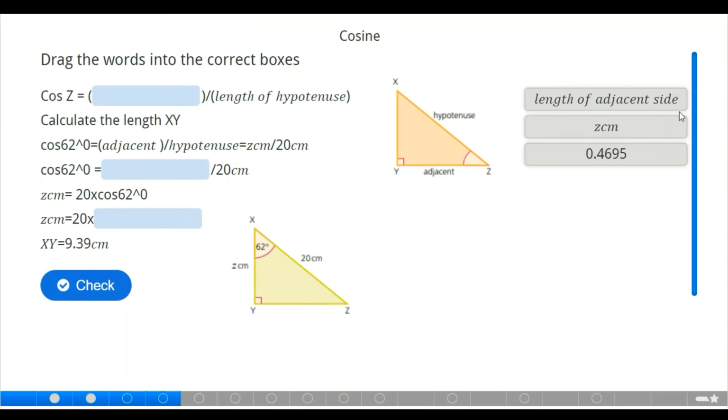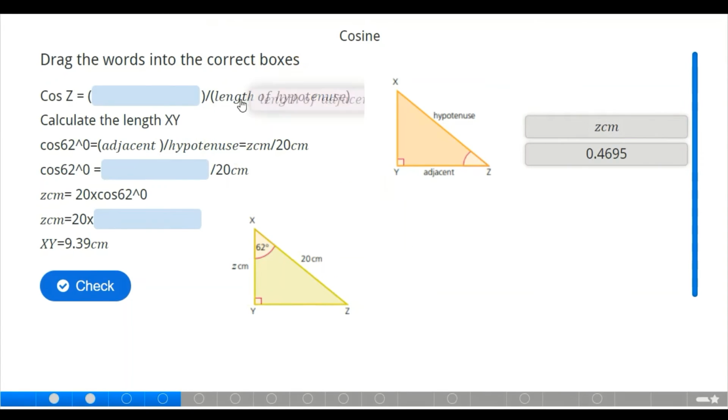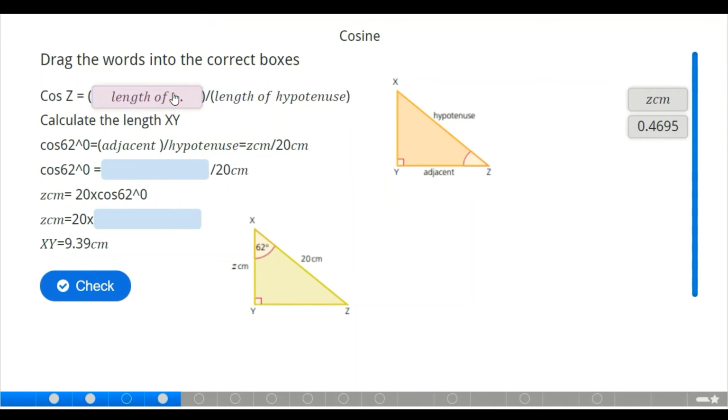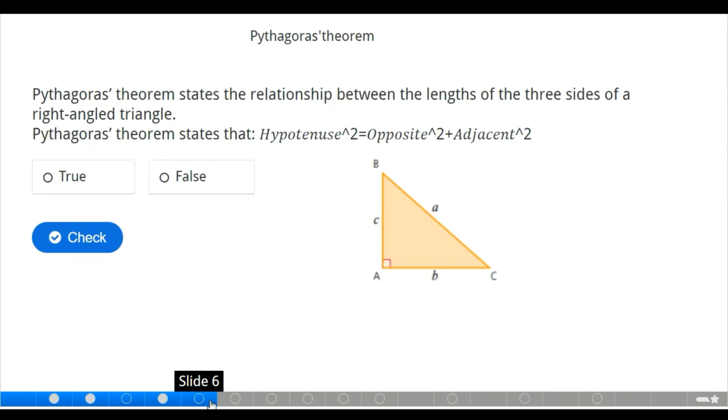So let's quickly put the right answer into the boxes and let's see what we have. It's going to be adjacent over hypotenuse, and the adjacent here is Z. So cos 62 degree rather will give us 0.4695. We multiply 0.4695 by 20, approximate to 2 decimal points, we have 9.39 centimeter, and that gives us it. Okay, now let's look at the next one here. We want to look at Pythagoras theorem.